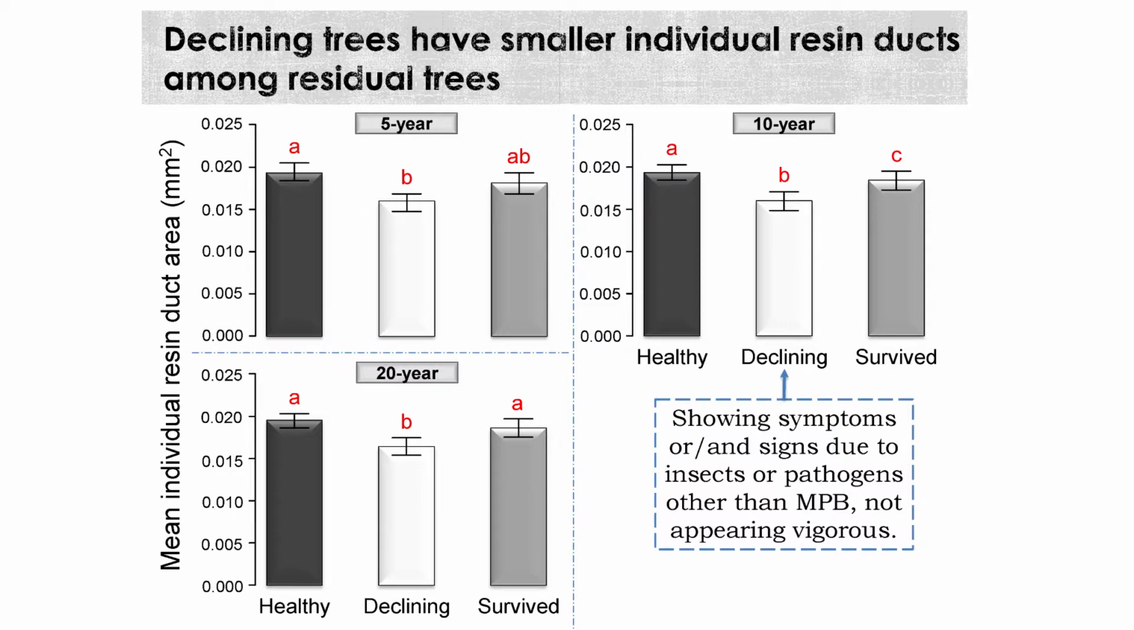So based on those results, we're now wondering if we can use individual resin duct area to explain the different health conditions of residual trees. So we tested the latest 5, 10, and 20 years, regardless of the time of the mountain pine beetle outbreak. And we found the declining trees, which are the trees showing symptoms or signs due to insects or pathogen attack, but not by mountain pine beetle, have smaller individual resin ducts than healthy trees consistently, and also smaller than survived trees most of the time.